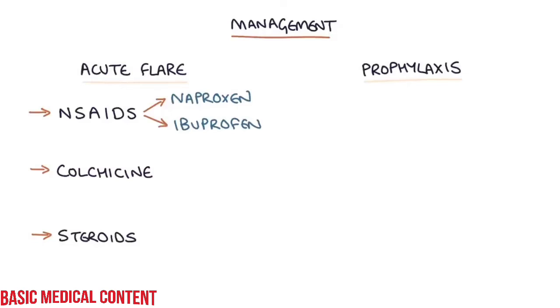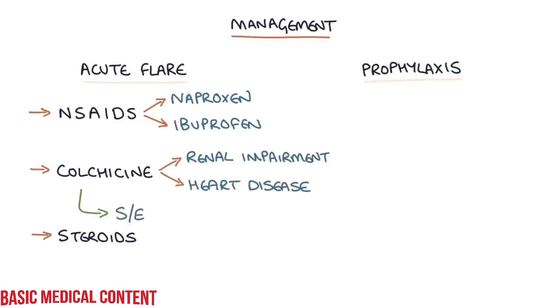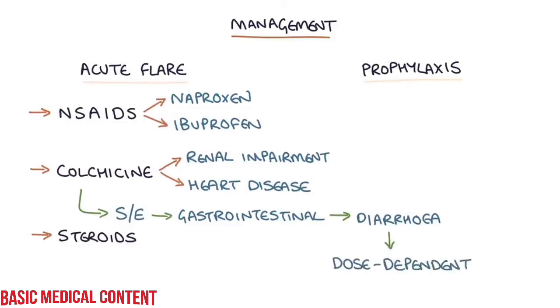Colchicine is used in patients where NSAIDs would be inappropriate, such as patients with renal impairment or significant heart disease. A notable side effect is gastrointestinal upset, particularly diarrhea, which is a very common side effect. The diarrhea that you get with colchicine tends to be dose dependent, so if you're on a lower dose, it causes less upset than at higher doses. So if a patient develops diarrhea, try reducing the colchicine dose and see if that improves the symptoms.